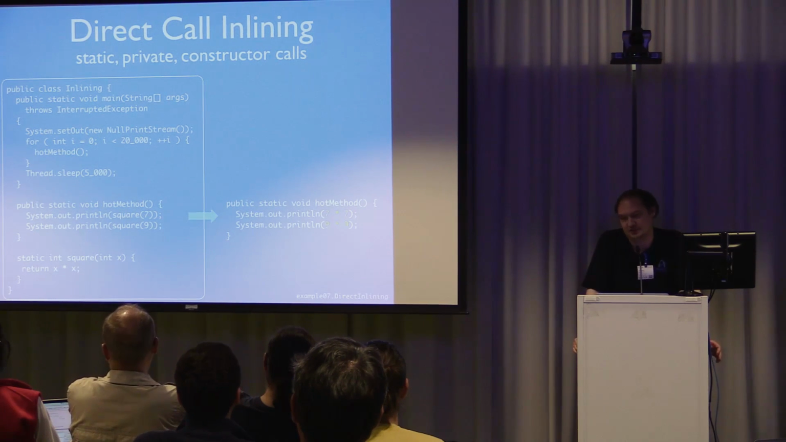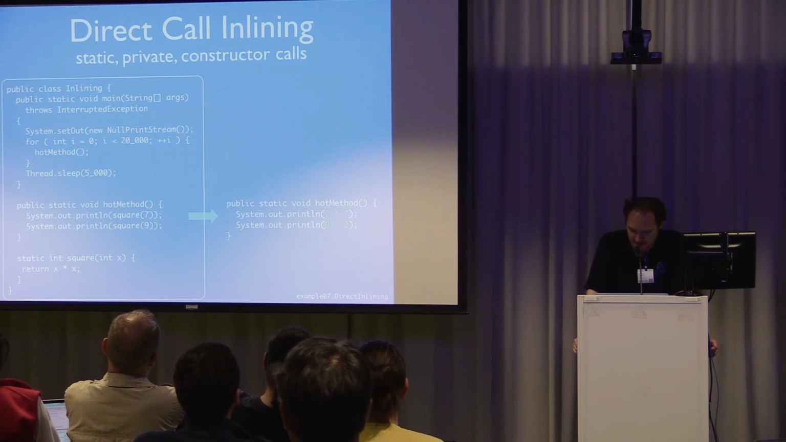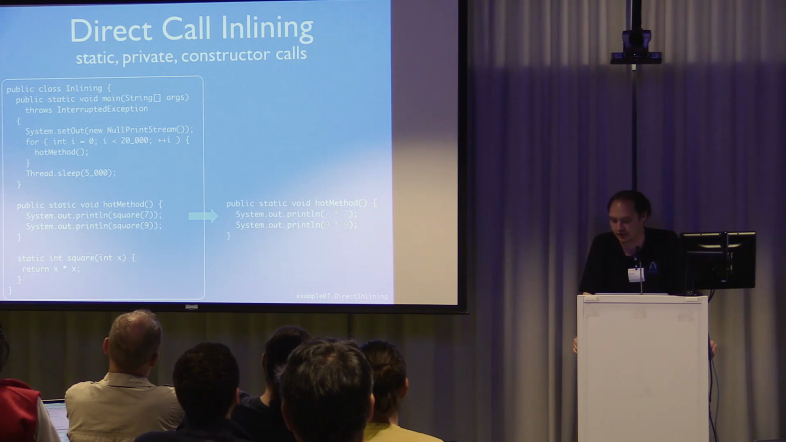We can actually just inline this and say the square called with 7 is 7 times 7. And then we can simplify that a step further and just constant fold it down to 49 and 81 respectively.